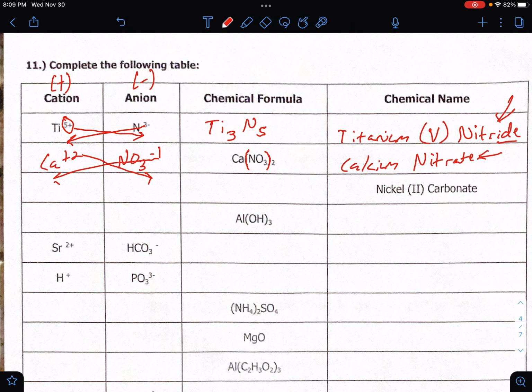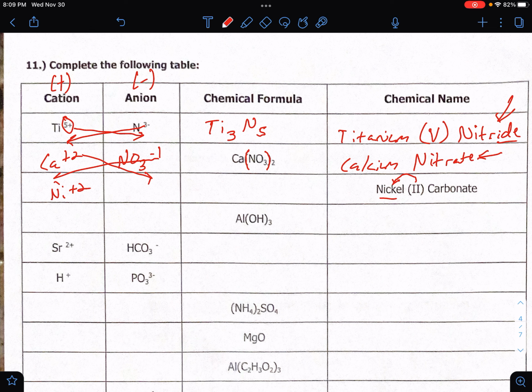Let's look at the next one. We have nickel 2 carbonate. So this 2 right here, that means nickel is a transition metal. This 2 is telling me the charge of nickel. So I'm telling you what it is. So that means nickel is Ni with a +2. It doesn't tell me I have 2 of them. I could have 2 of them, but it's not telling me how many I have.